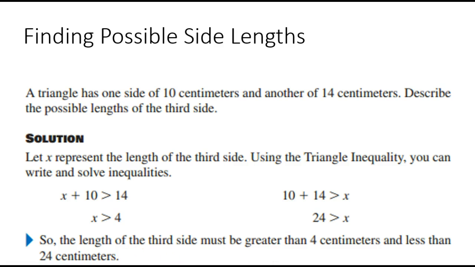And so here's a sentence to kind of sum that up. The length of the third side must be greater than 4 centimeters and less than 24 centimeters. You could also write this as a compound inequality if you prefer, rather than writing a sentence, to basically summarize your answer like this. 4 is less than x, which is less than 24.